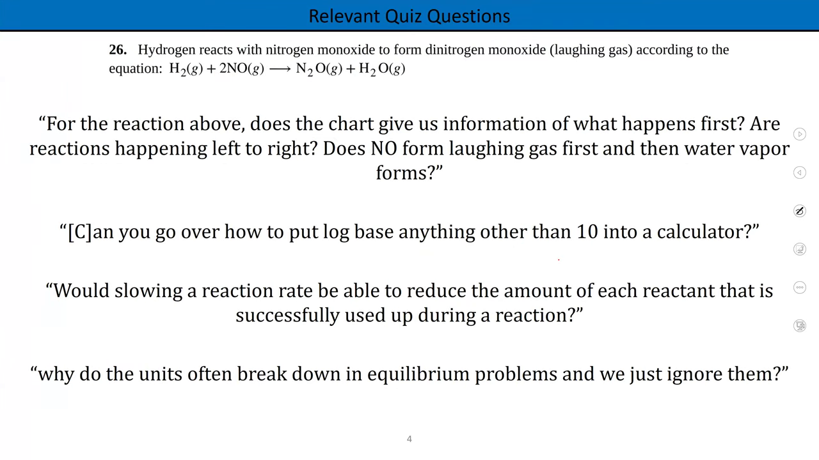More relevant stuff about rates. So from the quiz last week, does this reaction give us information about what happens first? No. The rate law can tell us some parts of the mechanism, but are we actually making the N2O first and then making a water molecule? Is it happening simultaneously? We can't really tell that just from the rate law. We have to get more creative.